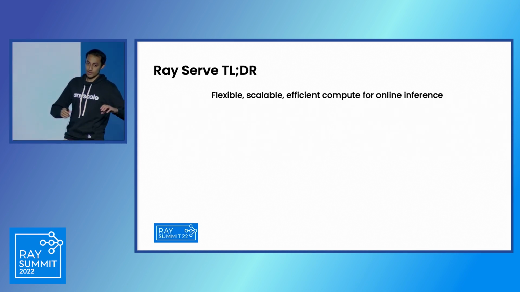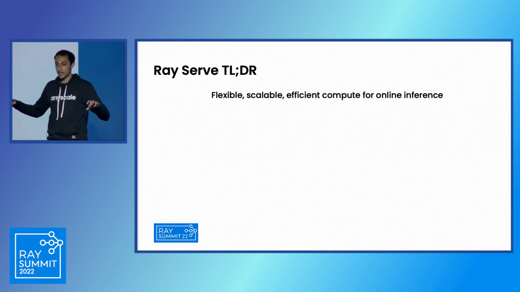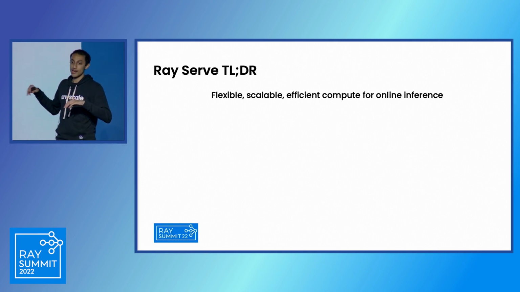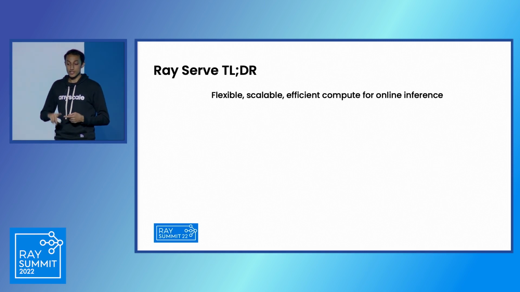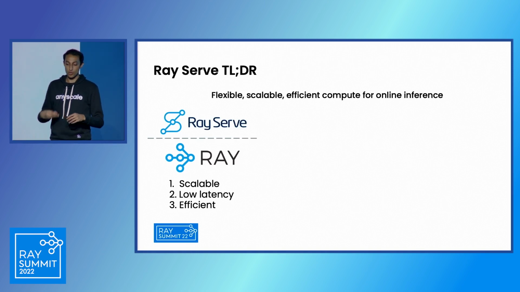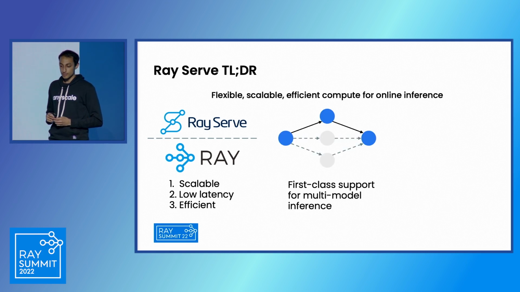Now, before we talk about how we operationalize Serve on Kubernetes, let's talk a little bit about Serve at a higher level. What exactly is Serve and what does it do? Serve is a flexible, scalable, and efficient compute engine for online inference. It runs on top of Ray, which provides scalability, low latency, and efficiency. It has first-class support for multi-model inference.